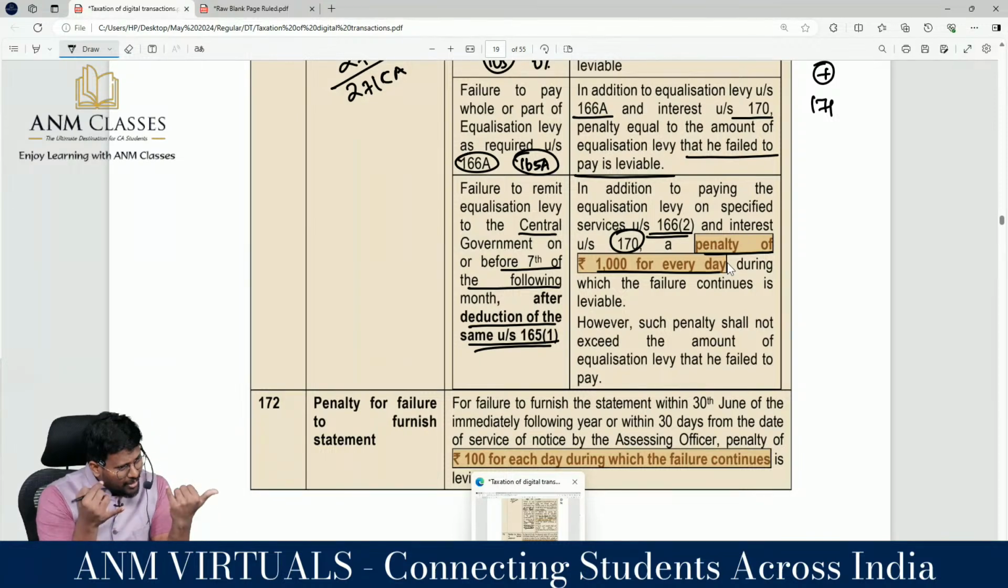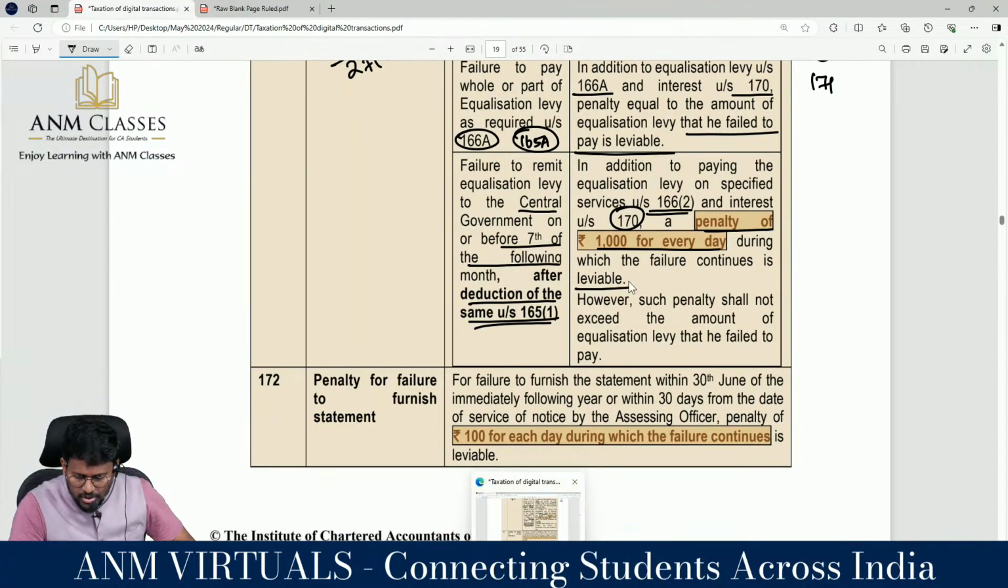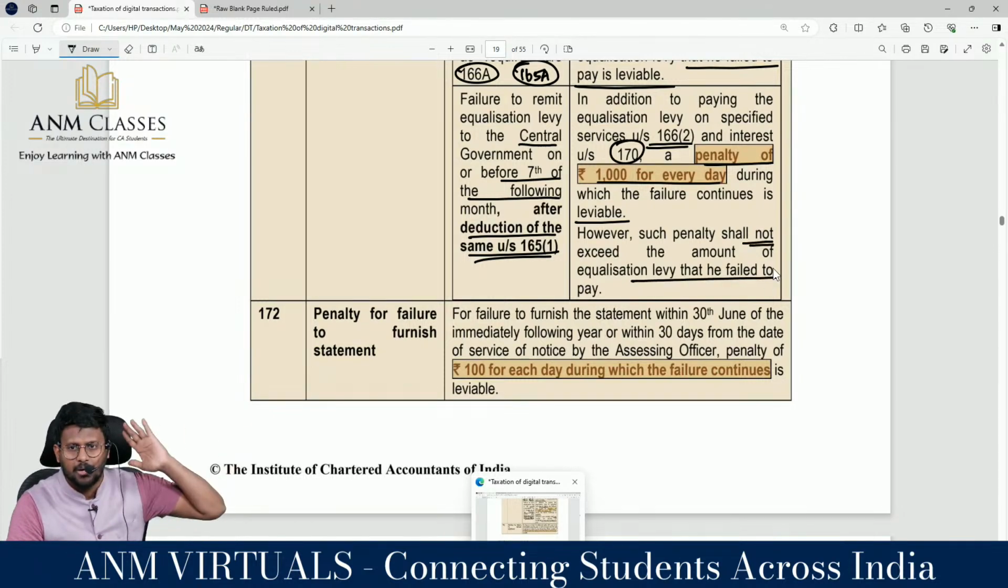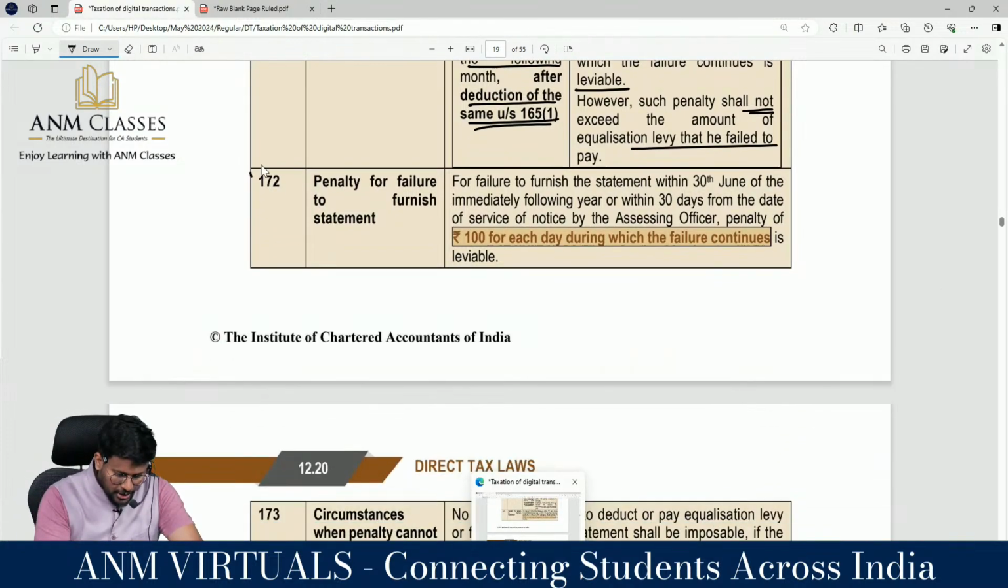சார் நான் புடிச்சேன் சார், ஆனா 7th குள்ள கட்டல சார். ஒரு நாளைக்கு 1000 சார், during which the failure continues is leviable. However, such penalty shall not exceed the amount of equalization levy that he failed to pay. கண்டிப்பா அந்த amount of என்ன சார், equalization levy விட exceed ஆகாது.